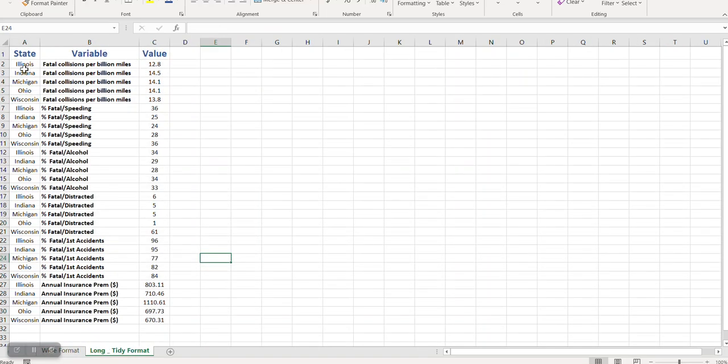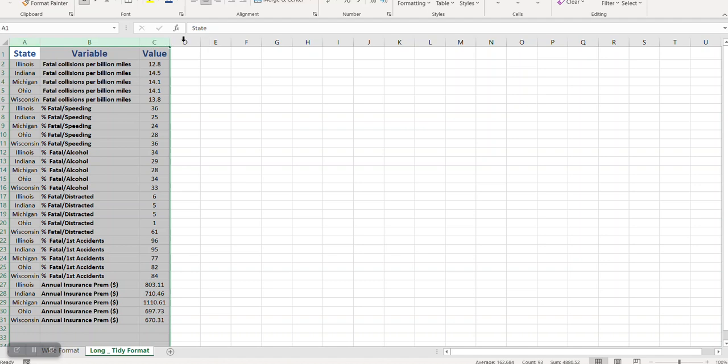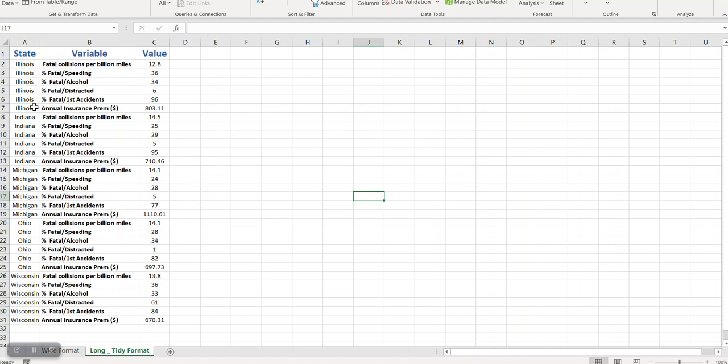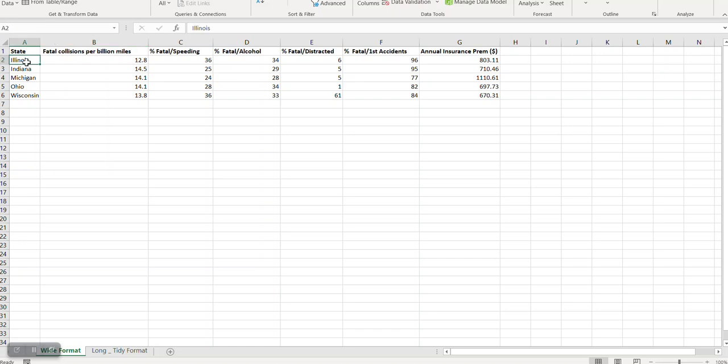Look what happens: Illinois gets a row with the fatal collisions per miles, and then it gets a row for percentage of speeding. So this has been sorted by the variable grouping. But I can also sort it by the state, right? If I did this data and then sorted it by state, you would see now Illinois has each of those 1, 2, 3, 4, 5, 6 variables that we saw here, right? Illinois has 1, 2, 3, 4, 5, 6 variables.